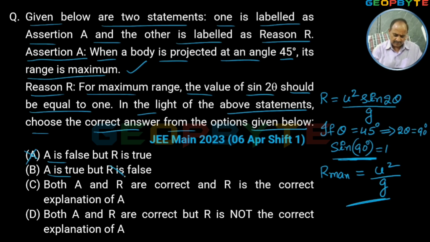A is true, but R is false. No. B also not correct. Both A and R are correct, and R is giving the correct explanation of A. Option C is absolutely correct. Assertion statement is correct. Reason statement is correct. Reason is giving the correct explanation for A. Therefore, option C is correct. Understood clearly? Yes. Then let us take the another question.